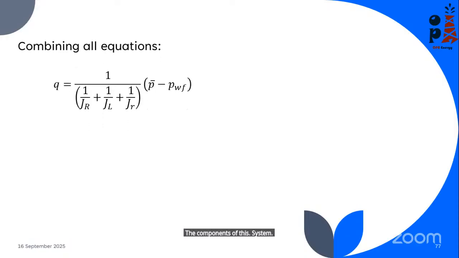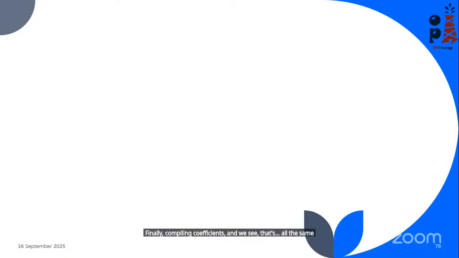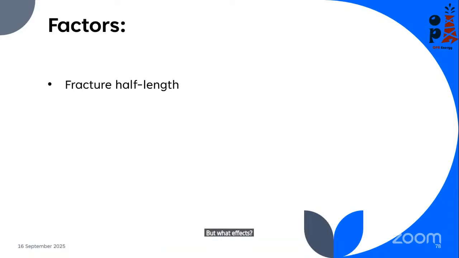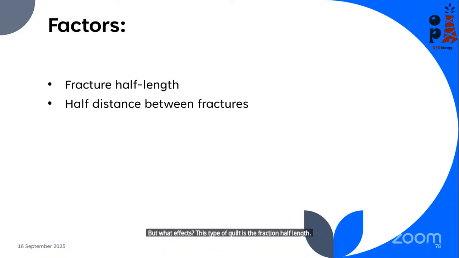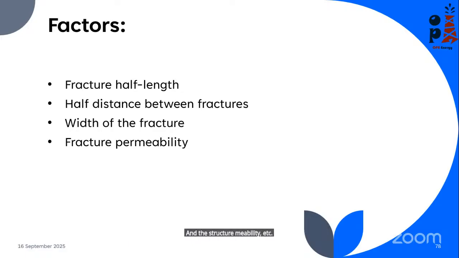Finally, combining all equations, as we see, that's all the same. What affects this type of well is the fracture half length, the distance between fractures or the stages of the fracture, finally the width of the fracture and the fracture conductivity itself.